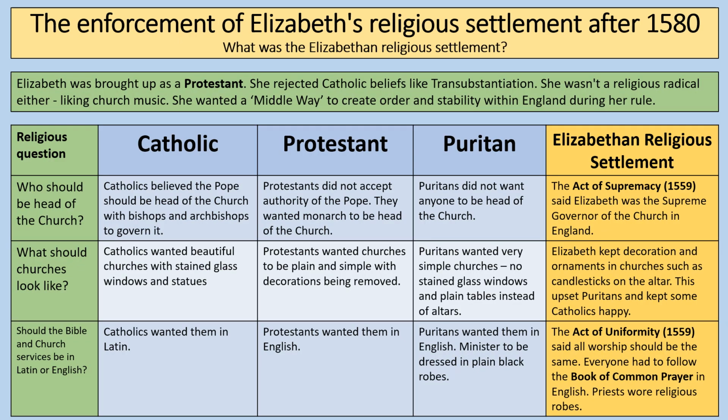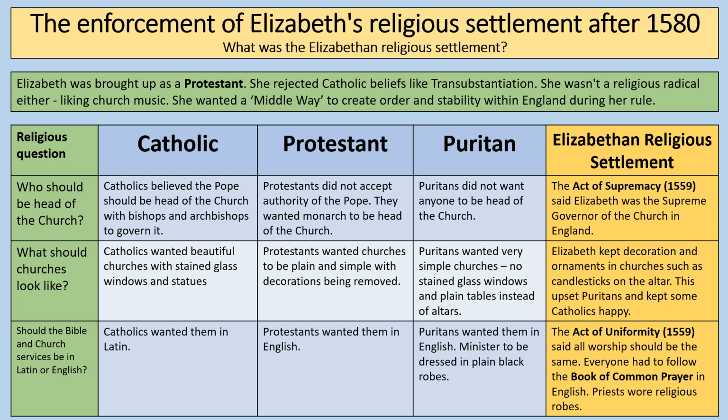So what was the Elizabethan religious settlement? Well, Elizabeth was brought up as a Protestant, so she rejected Catholic beliefs like transubstantiation. She wasn't a religious radical either. She liked church music. She wanted a middle way to create order and stability within England during her rule.